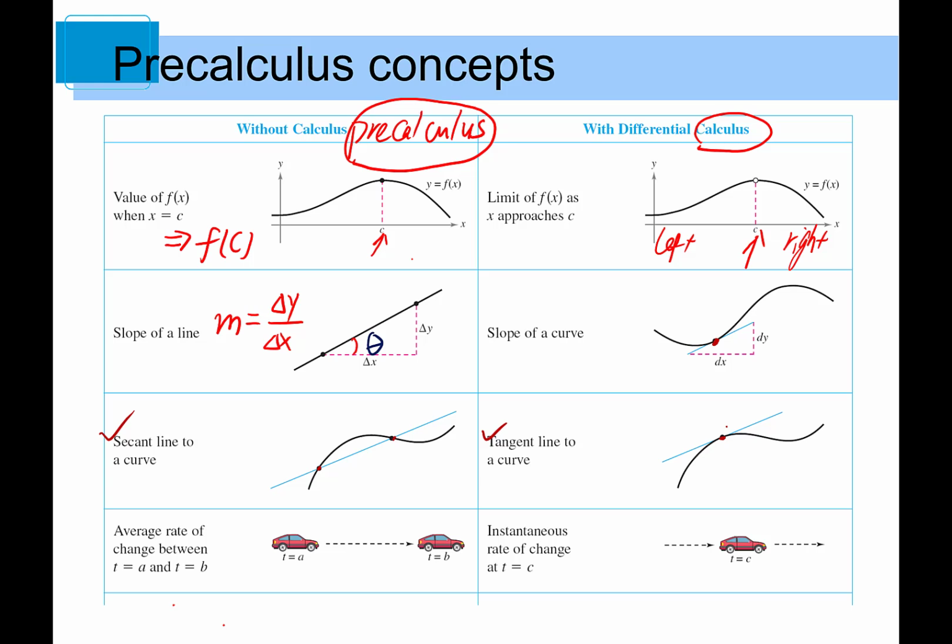And in pre-calculus, you already know how to calculate the average rate of change between two times, t at A and t at B. And average rate is speed or velocity, right? And in a calculus course, you'll be able to calculate the instantaneous rate of change at any particular moment in time, t equals c.